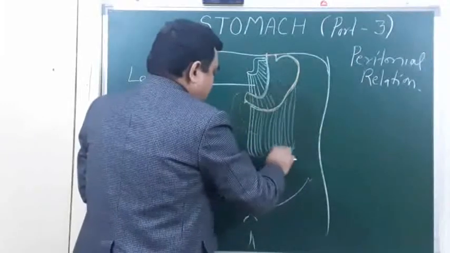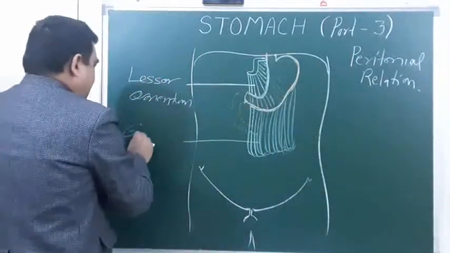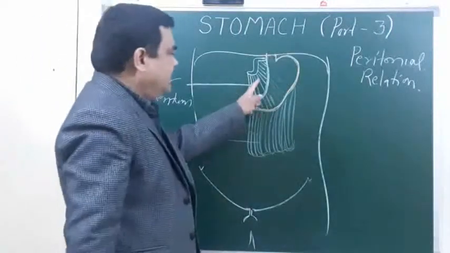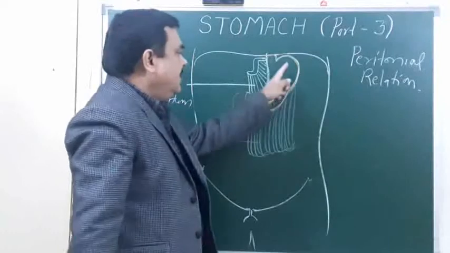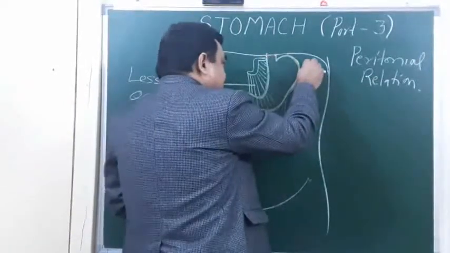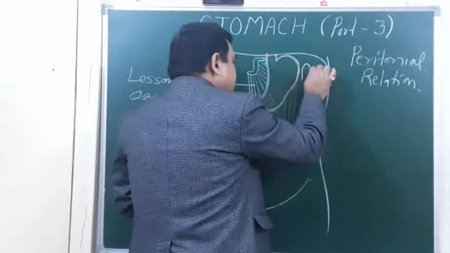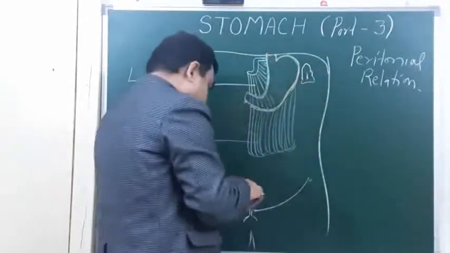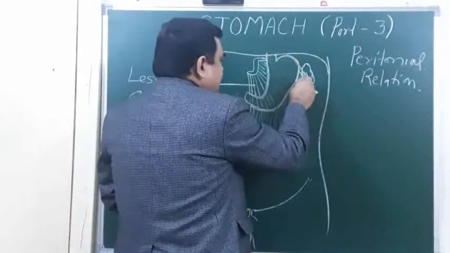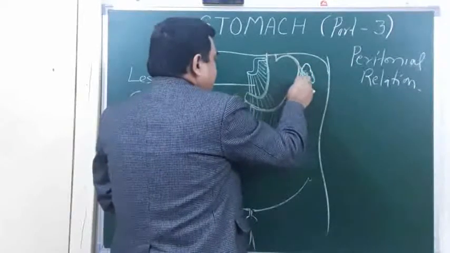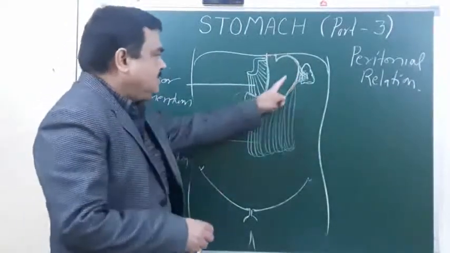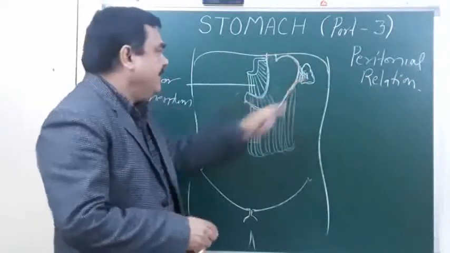This is the greater omentum. The lesser omentum is attached along the lesser curvature, the greater omentum along the greater curvature. And here is the position of the spleen. This is the spleen. So here it is the gastrosplenic ligament. This peritoneal fold forms the gastrosplenic ligament.